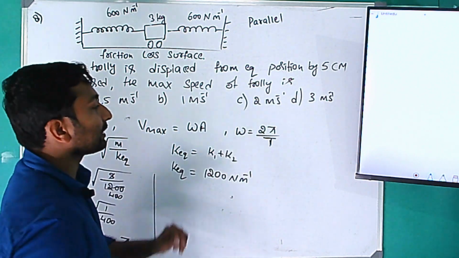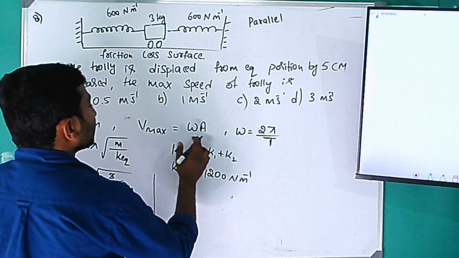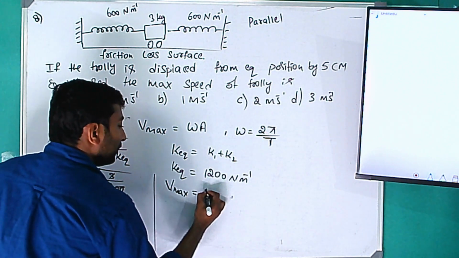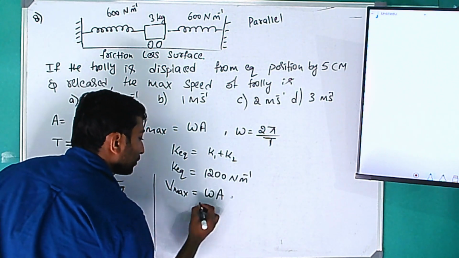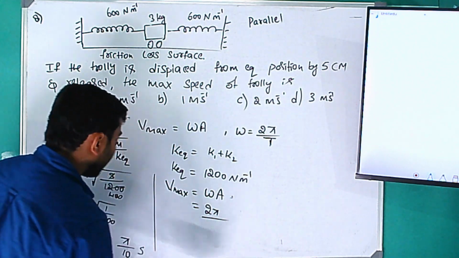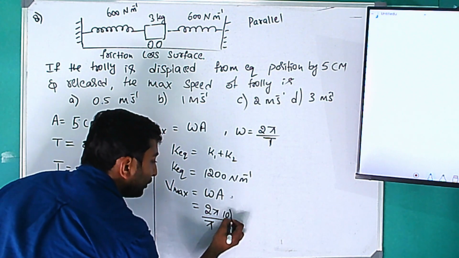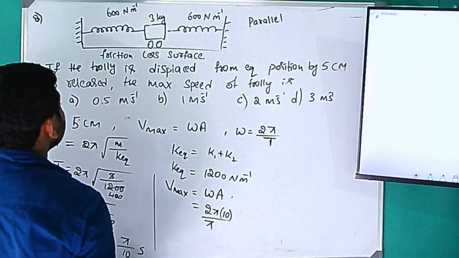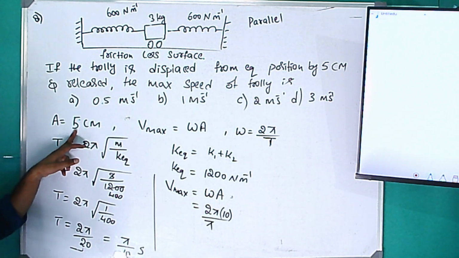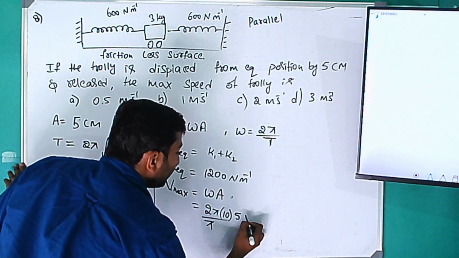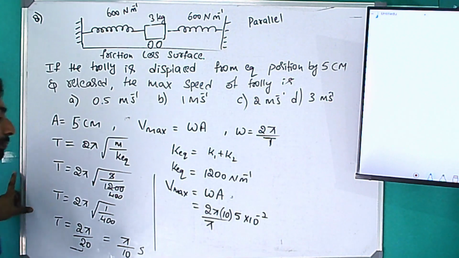If capital T value is found, we get omega. If we get omega, we get V max. So V max is equals to omega A. Omega is equals to 2 pi by capital T. So capital T is pi by 10. Pi goes in the denominator, 10 in the numerator, and the A value is very important, 5 centimeter. This is in centimeter, so you have to convert into meter: 5 into 10 power minus 2.